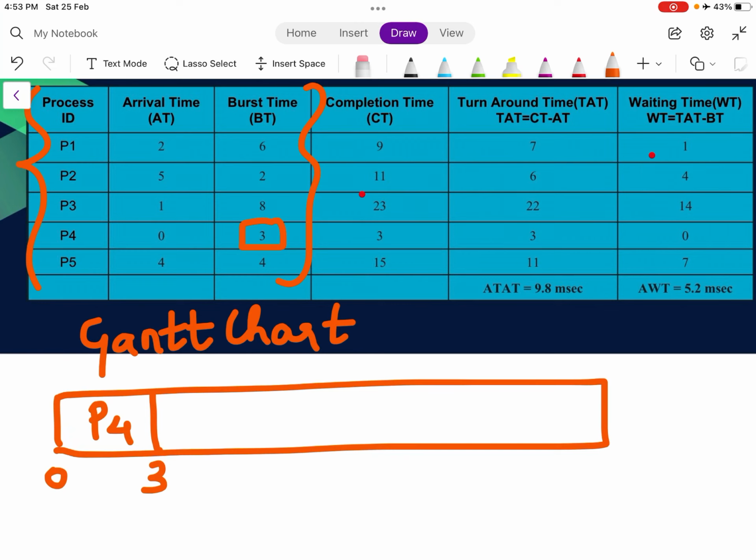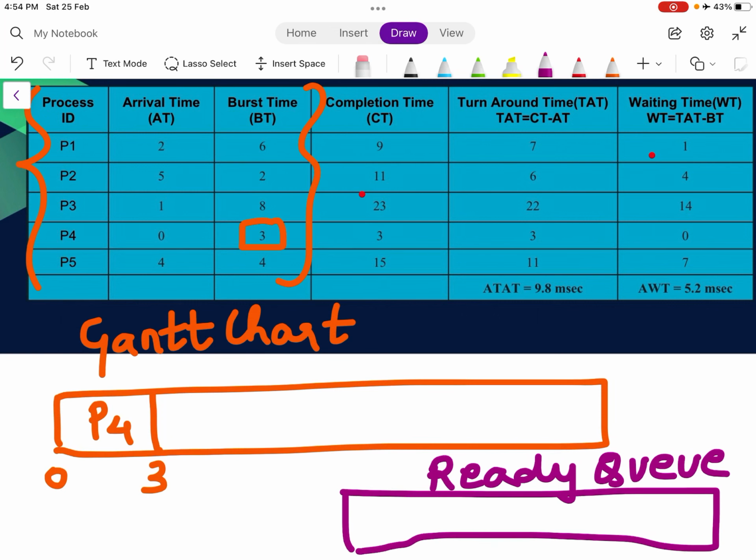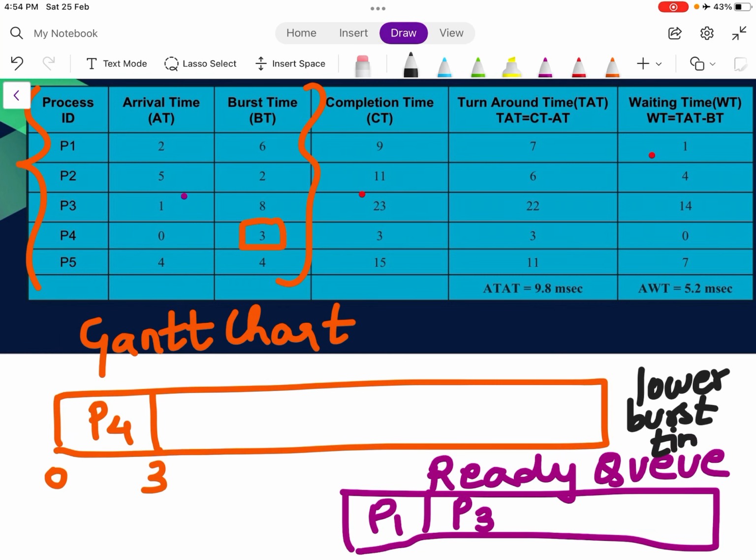At 3, which all processes will arrive inside the ready queue? The processes which have their arrival time less than or equal to 3 will arrive. So which are these processes? P1 will arrive because P1 arrival time is 2. P3 will also arrive because P3 arrival time is 1. So these two processes will arrive. Now amongst them, the one with lower burst time is allocated to the CPU first.